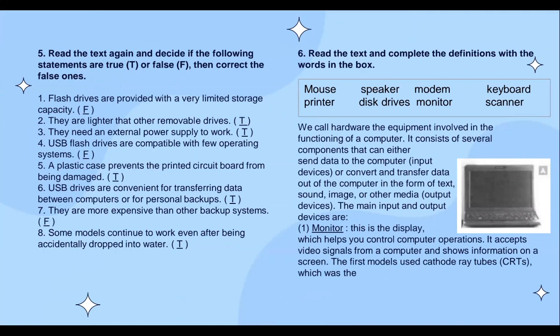Five, read the text again and decide if the following statements are true (T) or false (F), then correct the false ones. Number 1, flash drives are provided with a very limited storage capacity. False. Number 2, they are lighter than other removable drives. True.